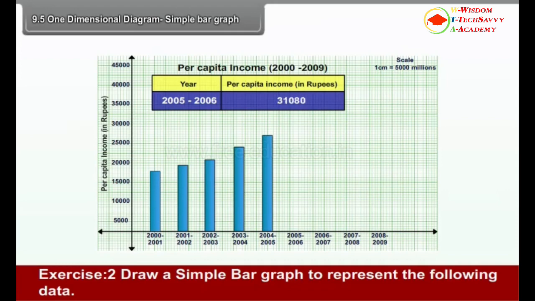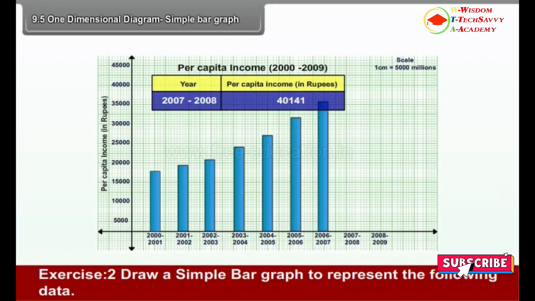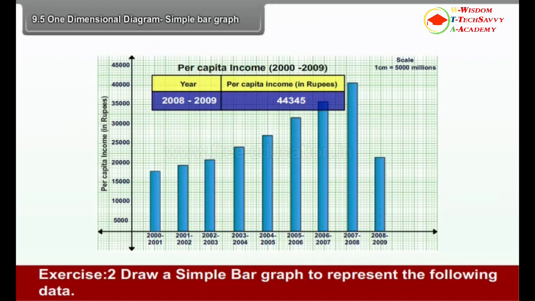2005 to 2006, 31,080. 2006 to 2007, 35,430. 2007 to 2008, 40,141. 2008 to 2009, 44,345. Source: Key Statistics of the Indian Economy.